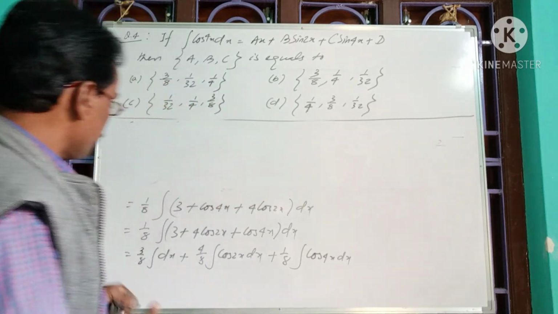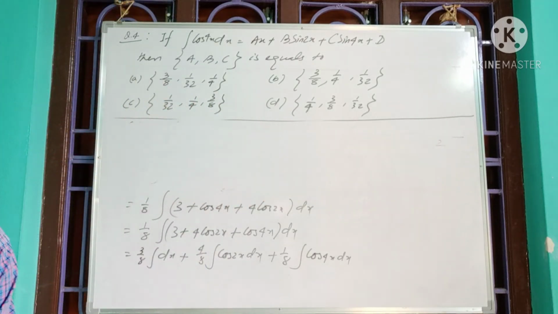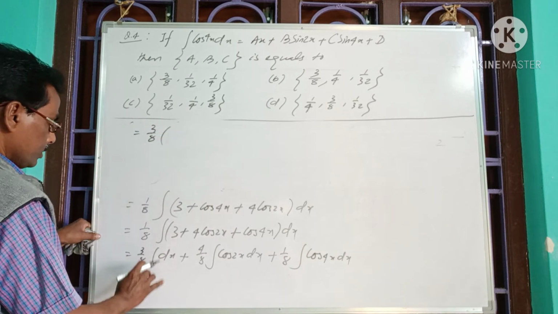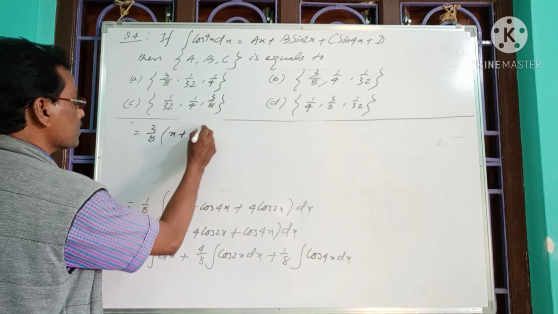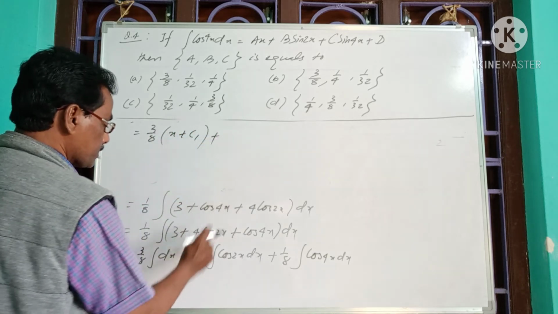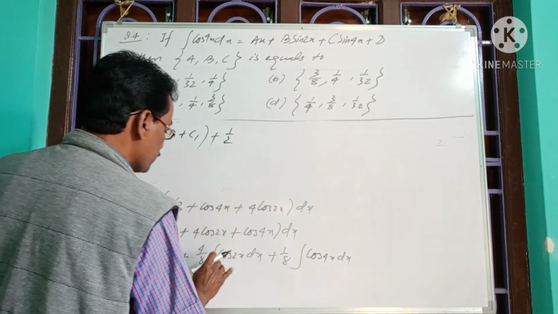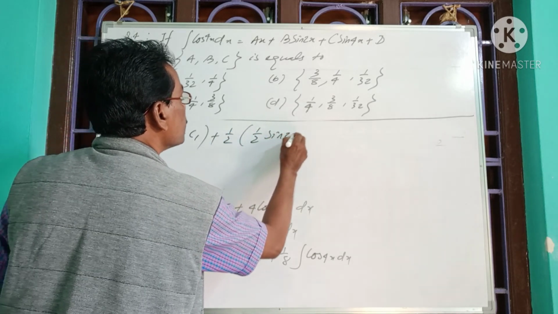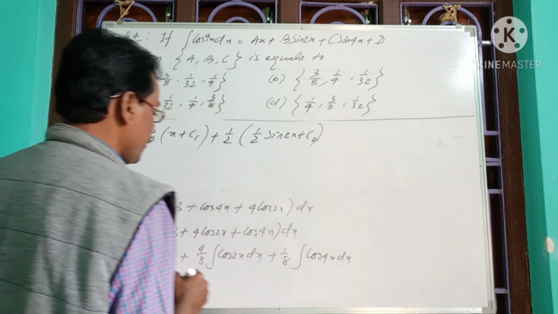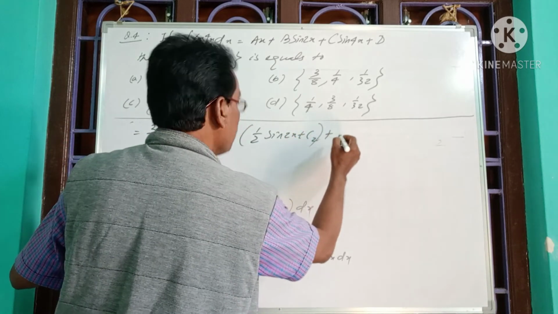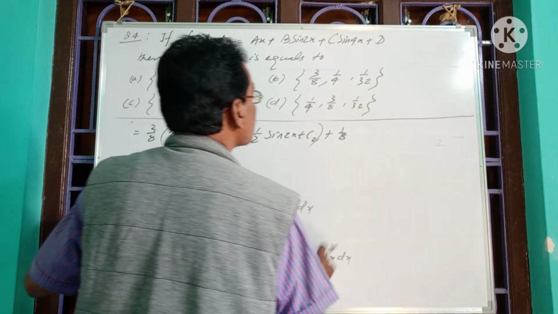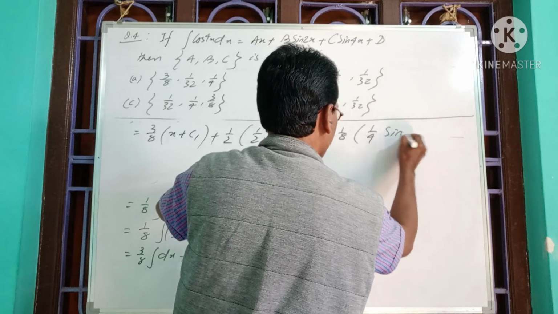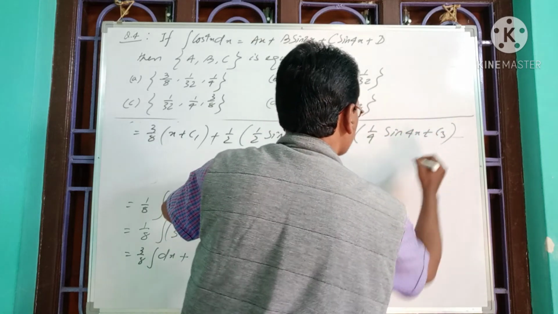So integrating, we have 3 by 8 into, it will give us x plus c1, the constant of integration. Again it will give us 4 by 8, that is half into, so integration of cos 2x will give us 1 by 2 sin of 2x plus c2 as the constant of integration. Again we have 1 by 8 into integration of cos 4x will give us 1 by 4 into sin 4x plus c3 as the constant of integration.